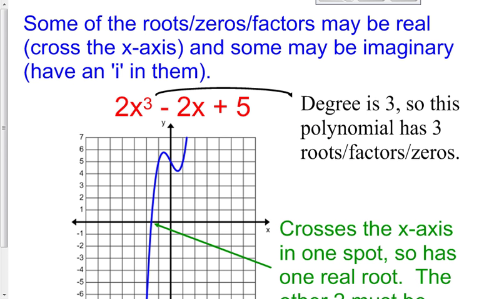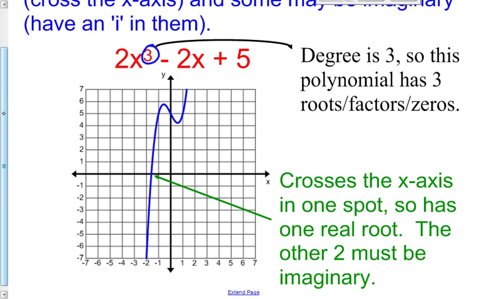Okay, so with these, some of them might be real, which means they cross the x-axis. However, some of them are imaginary. That's when you take the square root of a negative number, and then you get an i in them. So we know instantaneously, bam, 3 zeros, okay? So if we look at our graph now, one of them is real. So that means that if there's a total of 3 and one of them is real, 2 must be imaginary, because there always has to be 3 zeros. If one of them is real, the other 2 are not real, or imaginary.